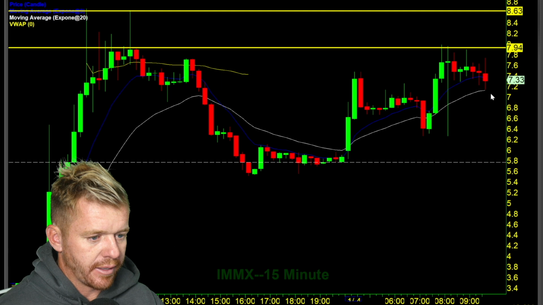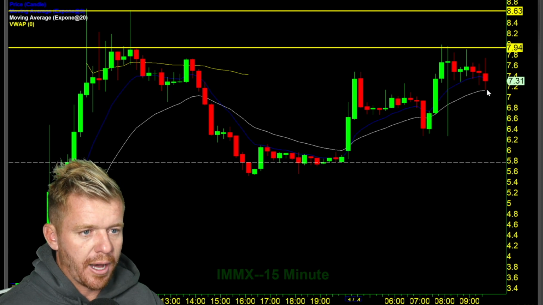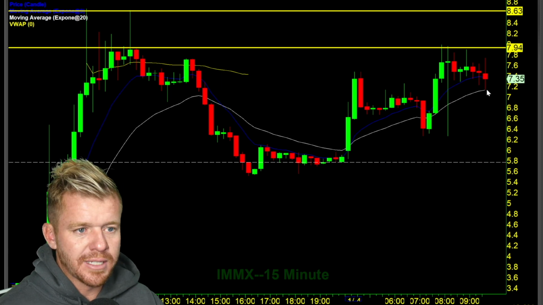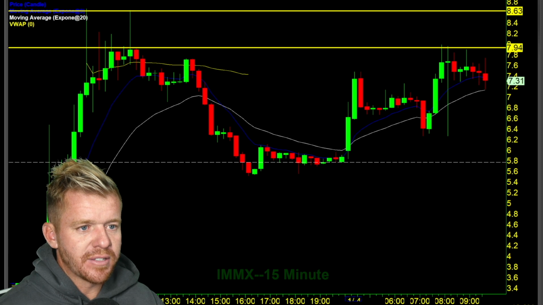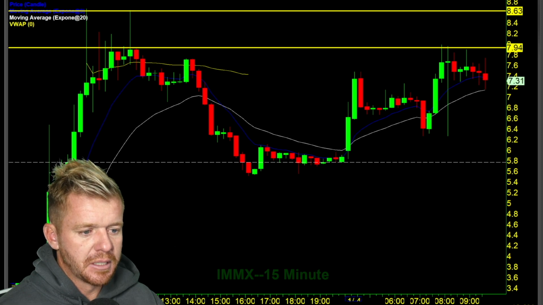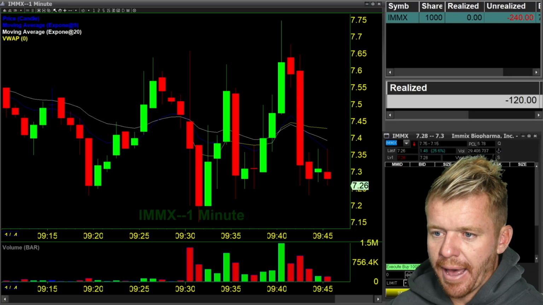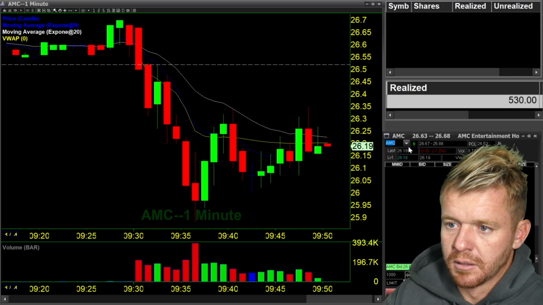You can see on the 15-minute chart, we got that VWAP and everything right there at the 720. So if we can't hold 720, we'll have to get out here. Looks like it just doesn't want to go through that 770 area. Watching 720 now. 720 battle happening right here.